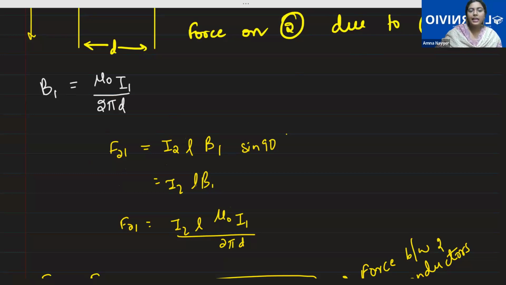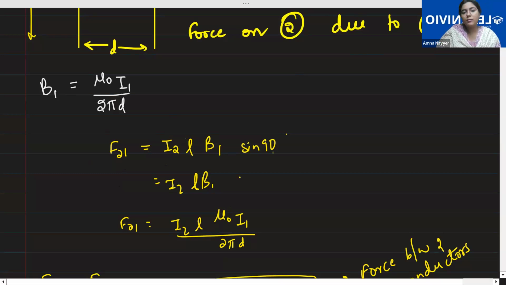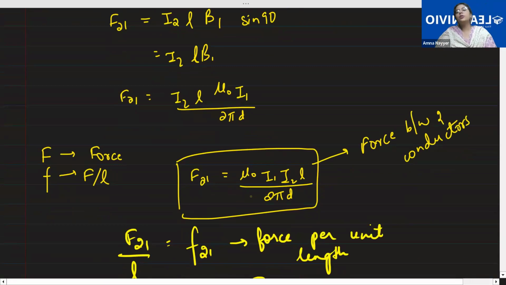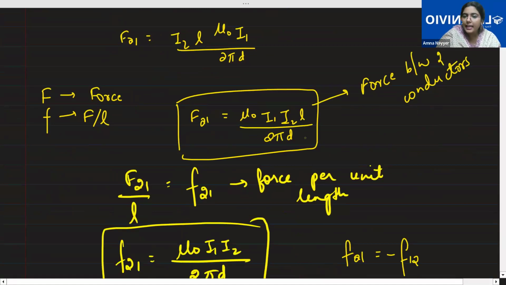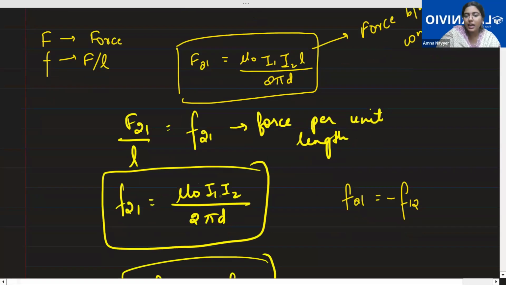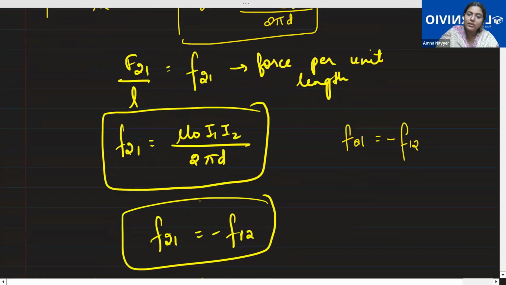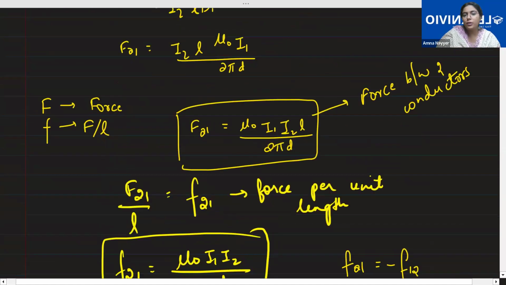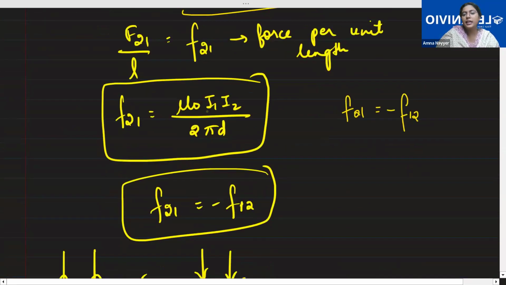So I2 L B1. So F21 will be equal to I2 L mu naught I1 by 2 pi d. So F21 is equal to mu naught I1 I2 L by 2 pi d. This becomes the force. If I bring this L to the denominator, that will be force per unit length, force divided by length. So that will be mu naught I1 I2 by 2 pi d. Similarly, when you calculate F12, it will be the same, mu naught I1 I2 by 2 pi d, because the length is getting divided. This is the formula you need to remember. If length is not mentioned, you take the force per unit length and solve it.